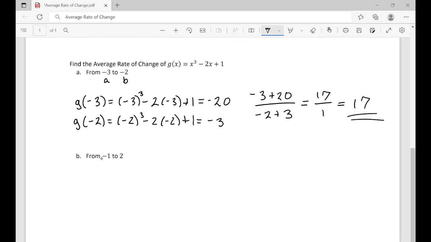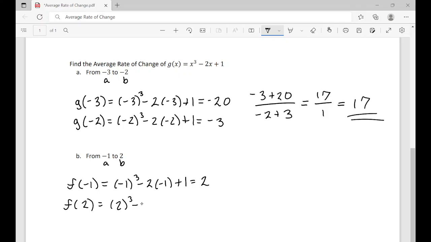And last, from negative 1 to 2, so a and b. So g of negative 1 is going to be negative 1 cubed minus 2 times negative 1 plus 1, which will be positive 2. And then g of 2, so it's going to be 2 cubed minus 2 times 2 plus 1. And that will end up being 5.